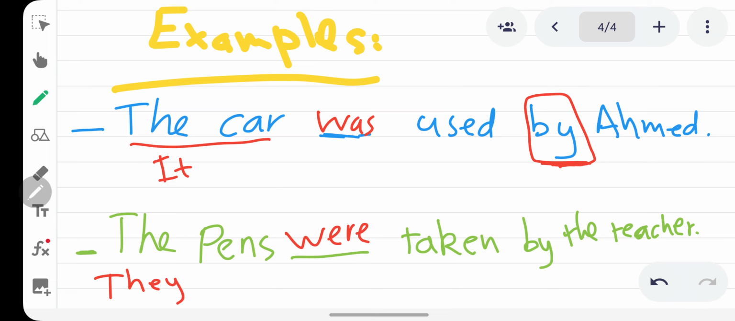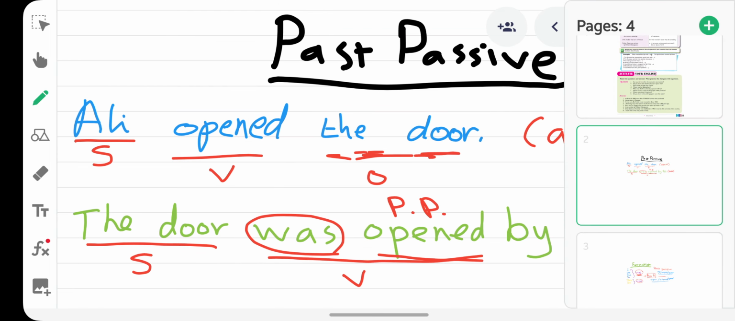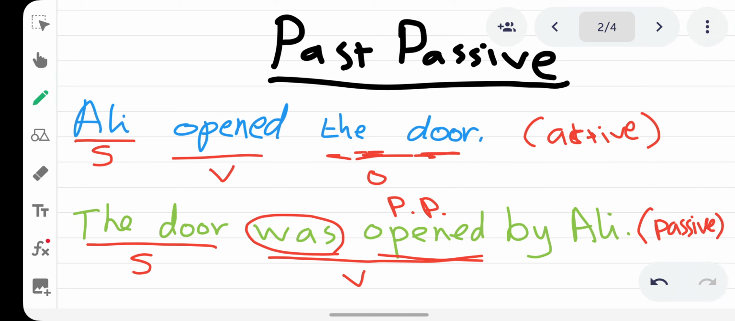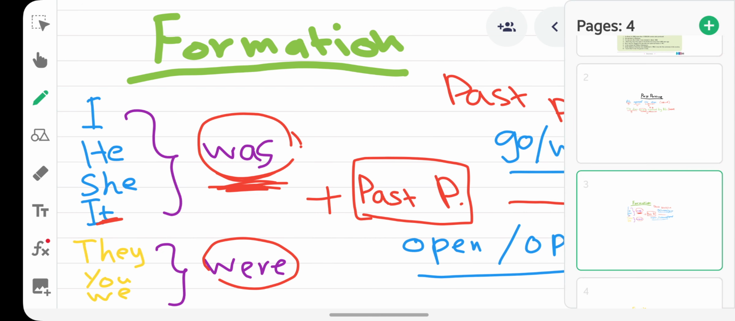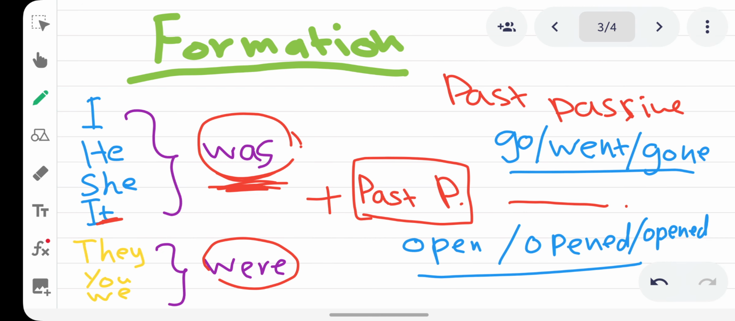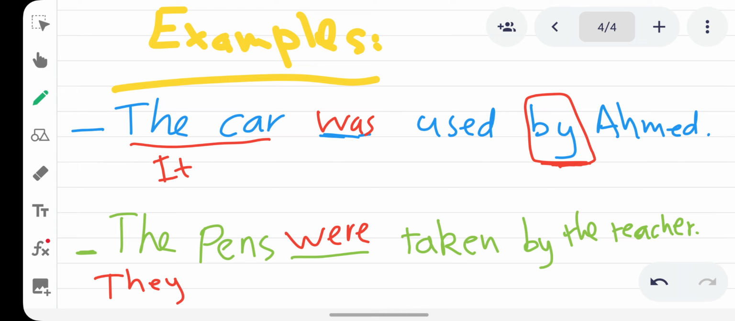We talked about, first of all, the past passive, how we change the active sentence into a passive sentence. Then we talked about the formation of it, how we form the past passive. Then we discussed some examples using the past passive.